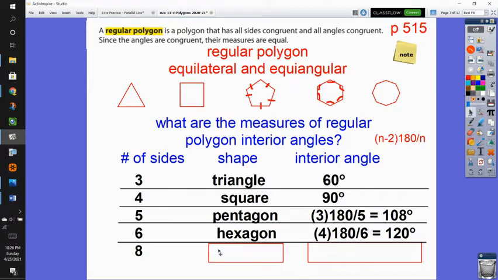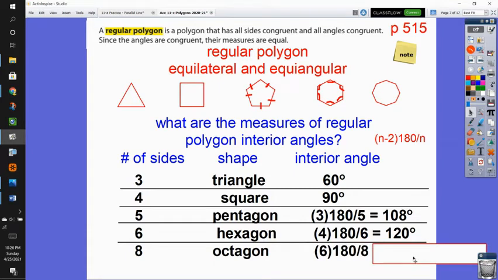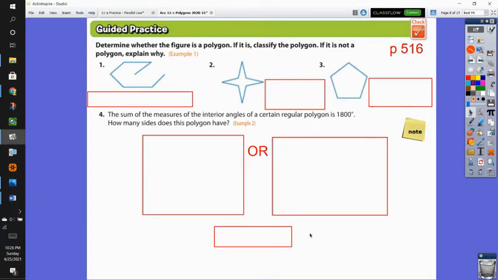Because it's regular. That's what regular means. And lastly, the 8-sided polygon called an octagon. 6 times 180 divided by 8, right? 6 times 180 is the sum of the interior angles, and then divide that by how many angles there are. They're all equal: 135 degrees. So this is also something you should be able to do. All right, so that's it.